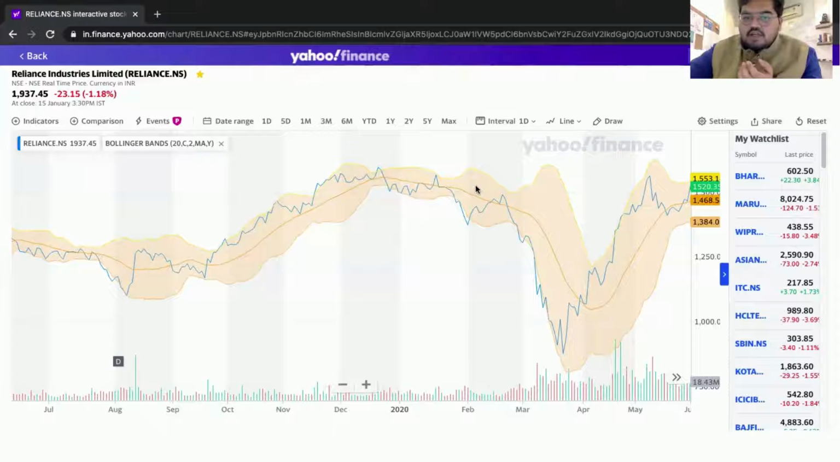So now contraction and expansions are usually, they act as a cycle. So after a contraction, there's going to be an expansion. After the expansion, there's going to be a contraction. And that's how we can basically understand how the price is going, whether there's going to be high volatility or whether there's going to be low volatility.